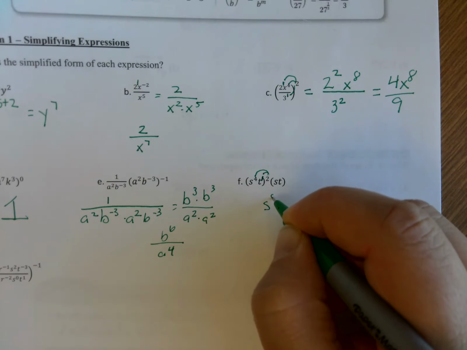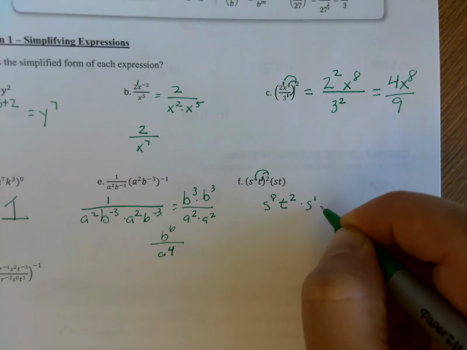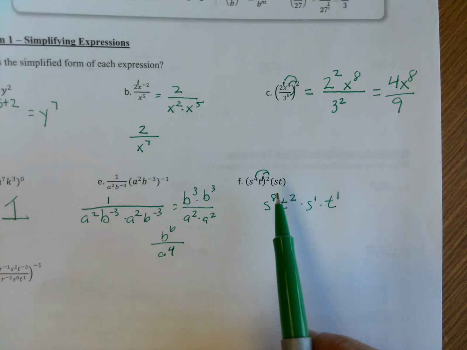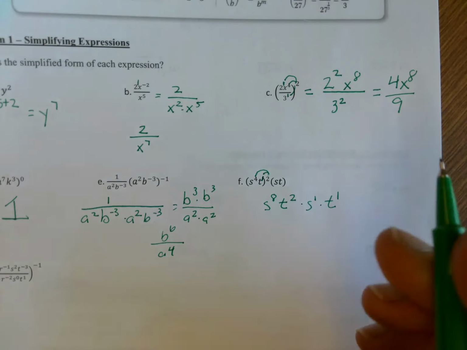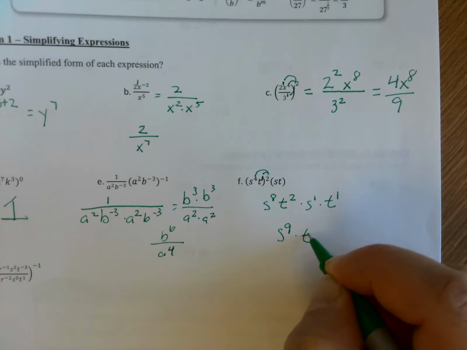So this becomes s to the 8th, t to the 2nd, times s the 1st, t to the 1st. Again, I'm writing those in so that's easy for you to see. Since these two have the same base, I can add these two exponents. So this becomes s to the 9th, and this becomes t to the 3rd.